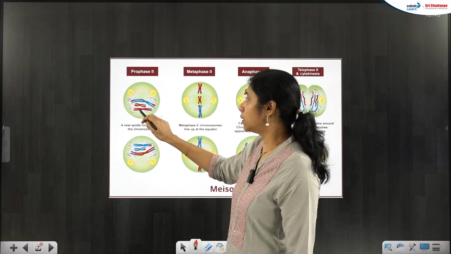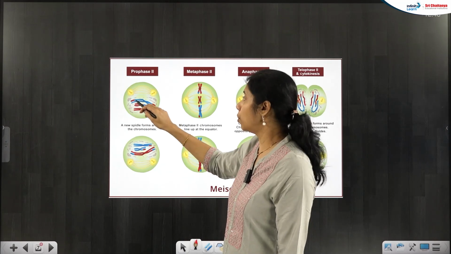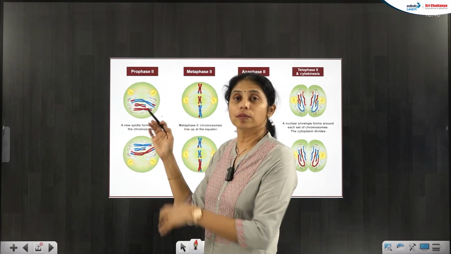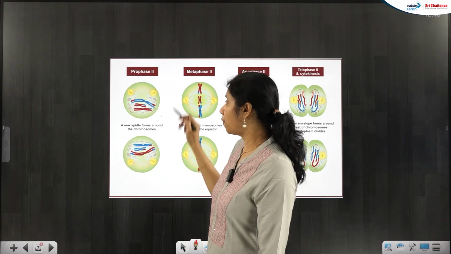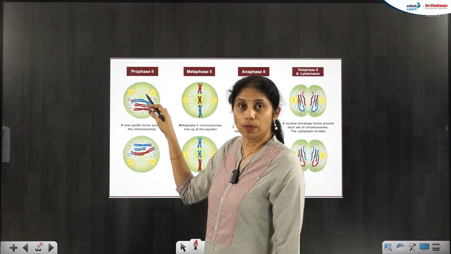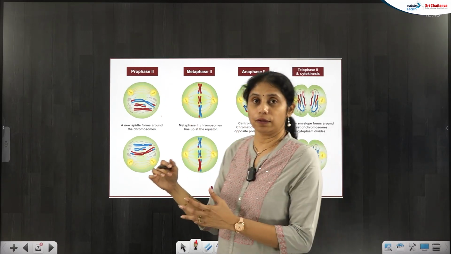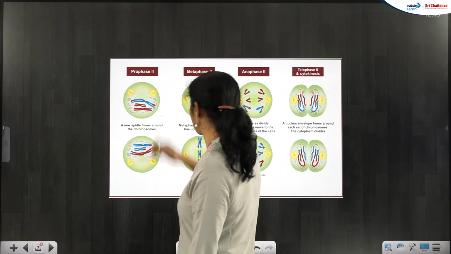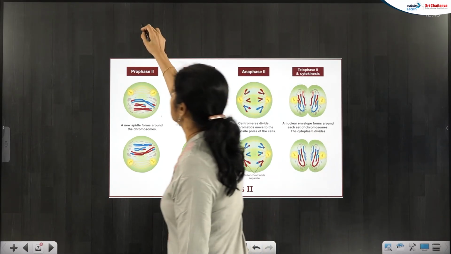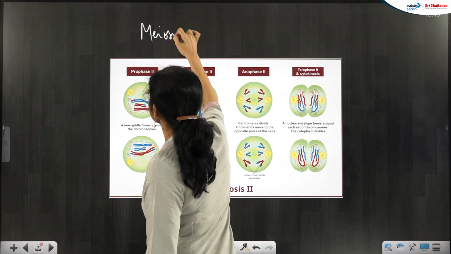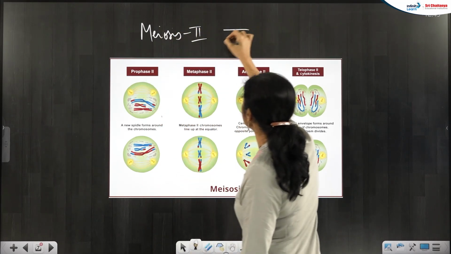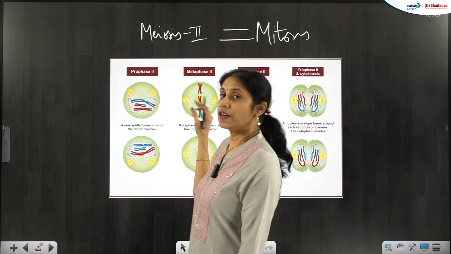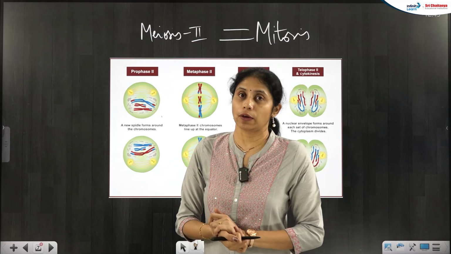Now you can see clearly in this, the red one has the blue ends, and the blue one has the red ones. That means already they exchanged their genetic material. Now the chromosomes are formed in this cell. So in the prophase 2, a new spindle forms around the chromosomes, and all the events of the prophase of mitosis will happen here. Meiosis 2 is actually called meiosis 2 is equal to mitosis, because all the phases of meiosis 2 will be similar to mitosis.